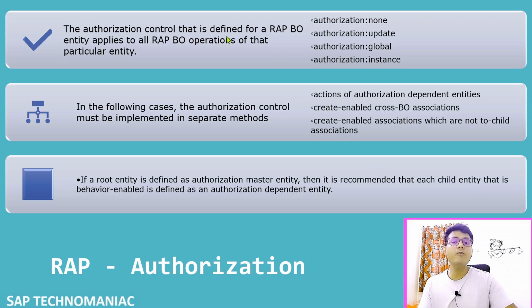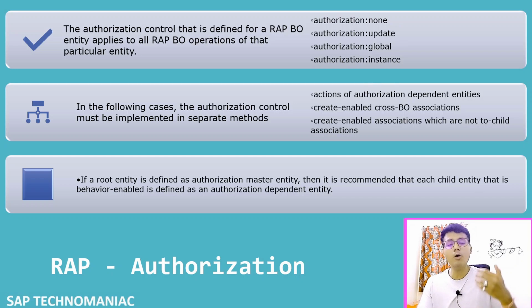Apart from that, if we want to explicitly add some additional authorization, or we want to avoid some authorization, then along with those operations we can define authorization none or authorization update. That tells which authorization to call along with the one you have derived or defined. For this operation, you have to call the authorization of update. For this operation, you have to call the global authorization, or for this operation the instance authorization. That you can define explicitly along with your operation.